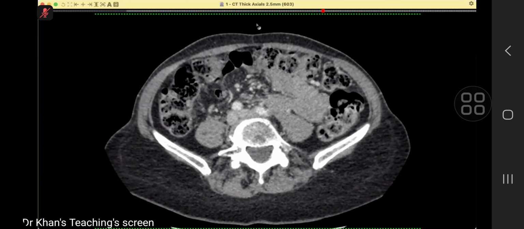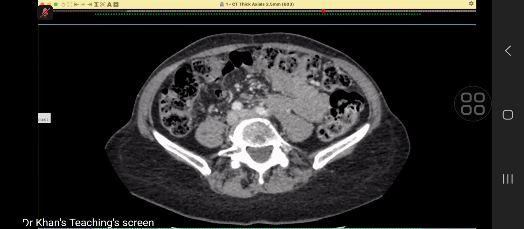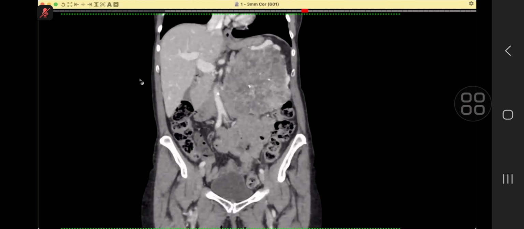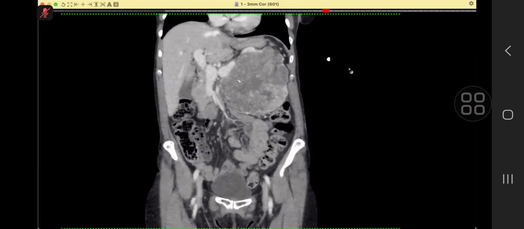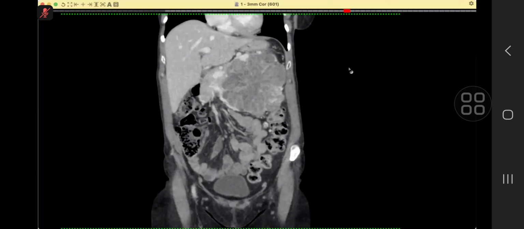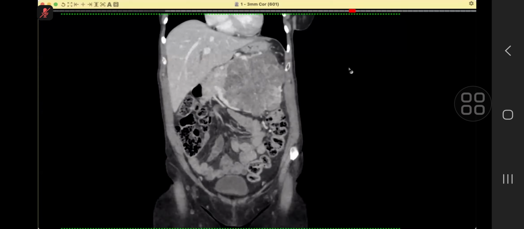So just to see more on the anatomy and its relations. Okay, here you are, coronal. So this is the coronal image, and it is displacing the gut loops.